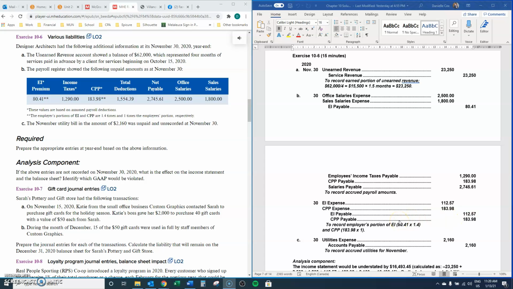And C, the November utility bill in the amount of $2,160 was unpaid and unrecorded at year end. So now we're going to record that utility bill, so utility expense, and it's to be paid later, so it's accounts payable. Again, we're recording these expenses because of the matching principle. The services were performed, we used the electricity in the current period, so we record the expense there and we accrue the payable.